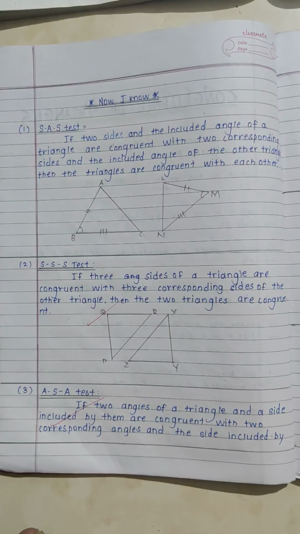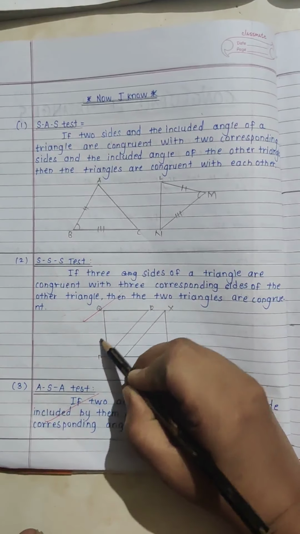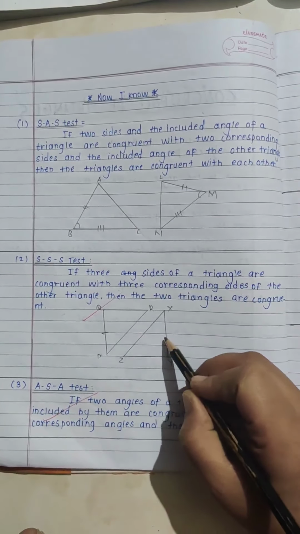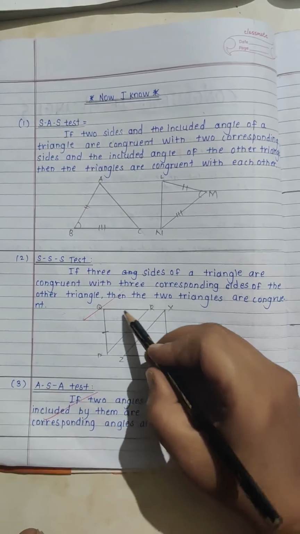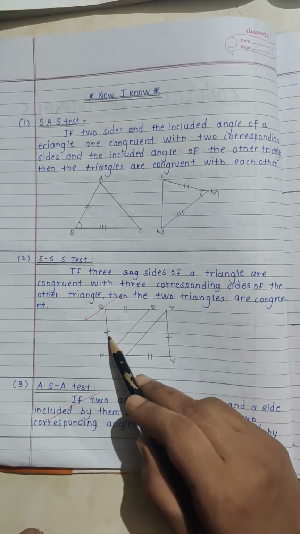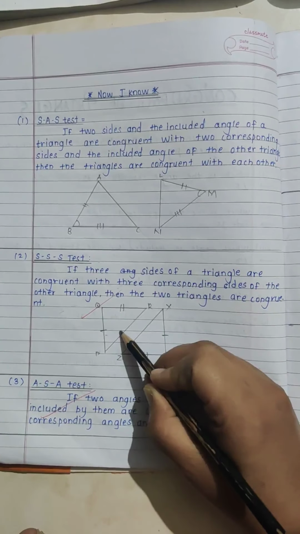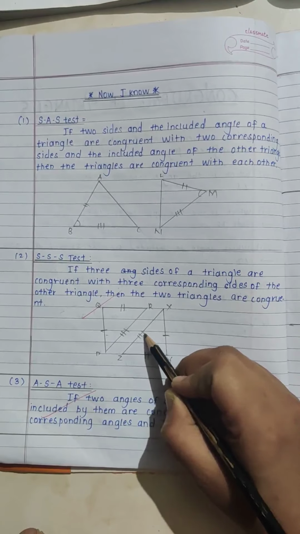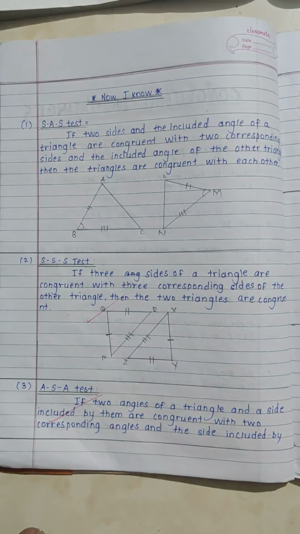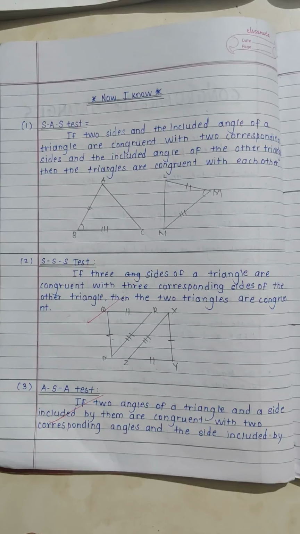SSS stands for the side test, in which all three sides of both triangles are equal to each other. Like here I can say AQ and XY are equal, then QR and YZ are equal. See, I am showing one line, that means these two are equal. Two lines means these two are equal. And AR and XZ are showing three lines, that means these two sides are also equal. Both triangles are congruent by the SSS test, wherein all three sides are equal to each other.